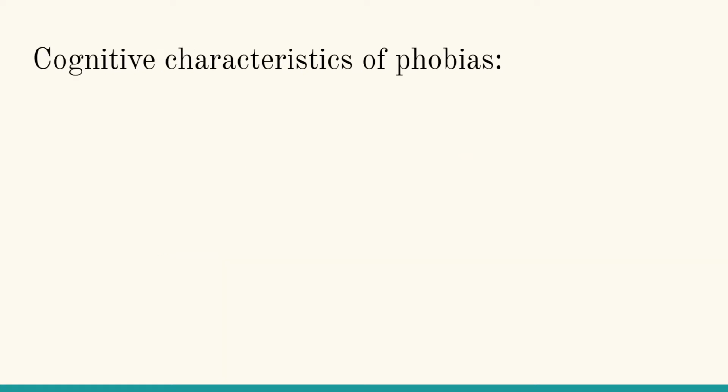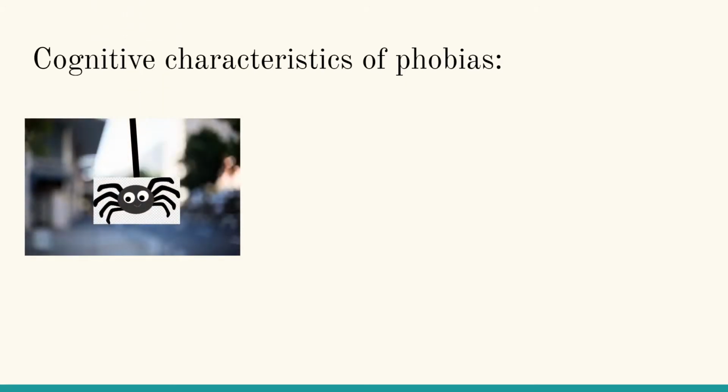Simple, right? And lastly, let's discuss the cognitive characteristics of phobias. Just like behavioural characteristics, there are 3 cognitive characteristics of phobias. These are selective attention to the phobic stimulus. I've shown this here by using a blurred background to show that the only thing the person focuses on is the phobic stimulus, which in this case is a spider.